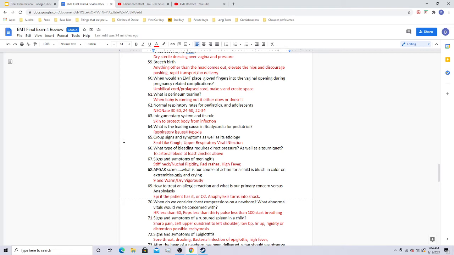Integumentary system and its role, basically the skin, and it's to protect the body from infection.